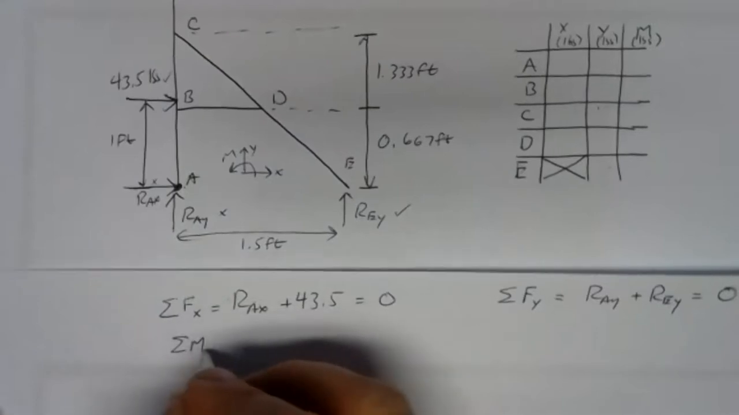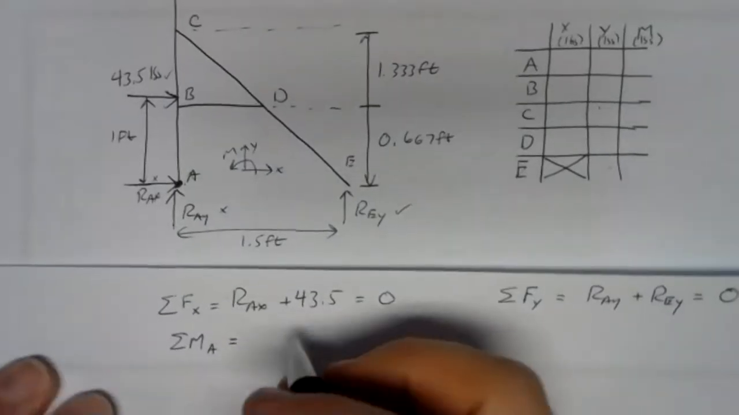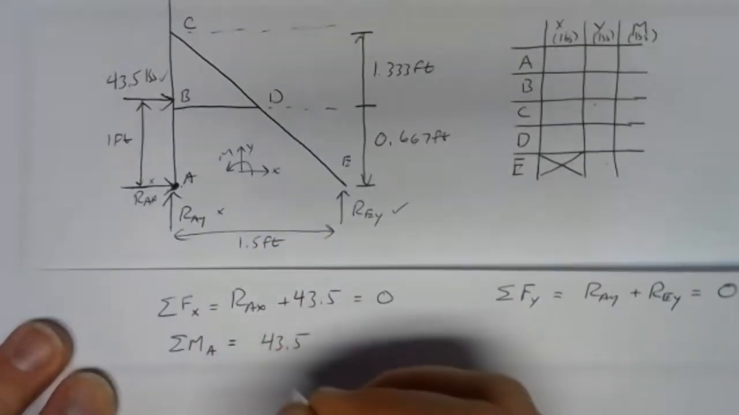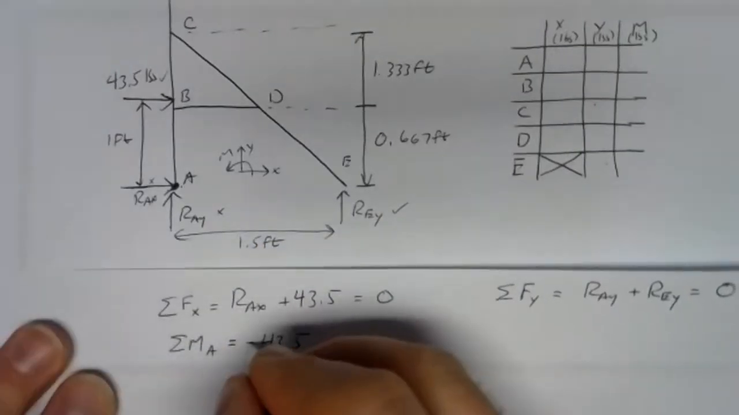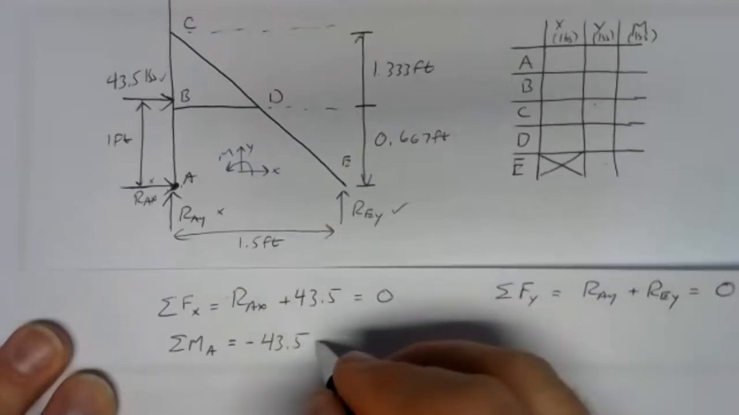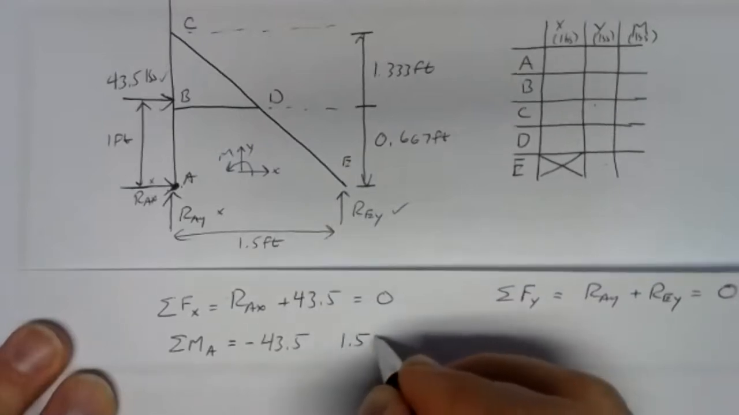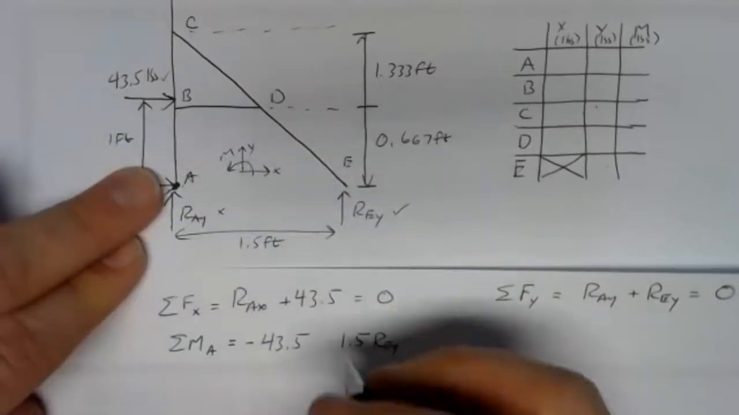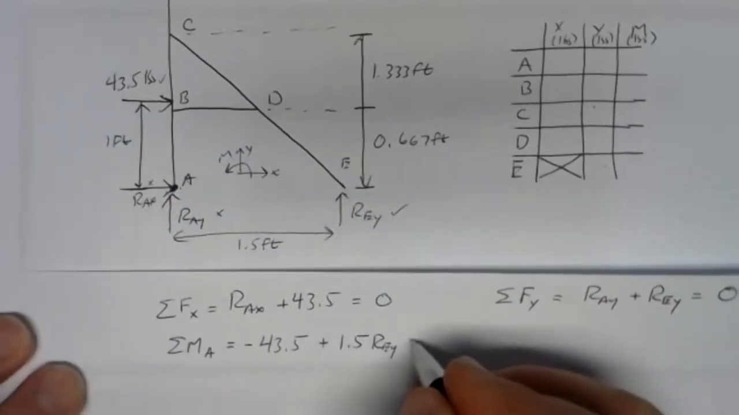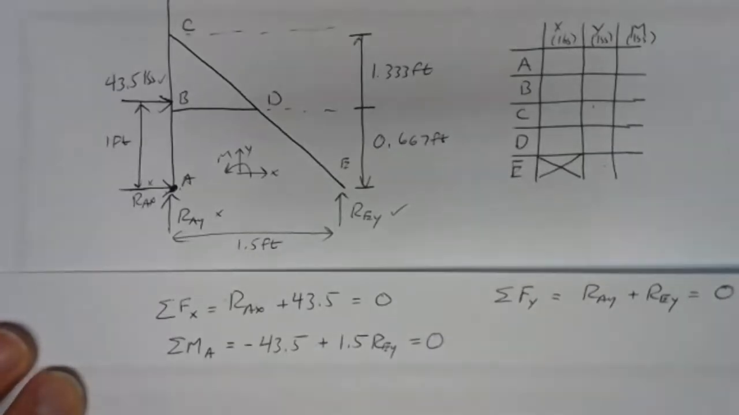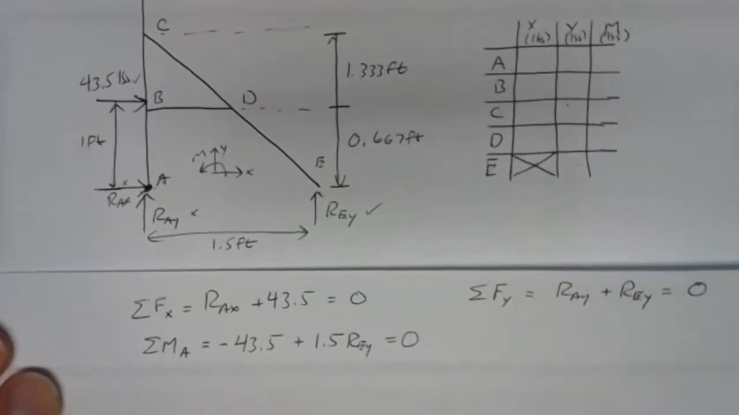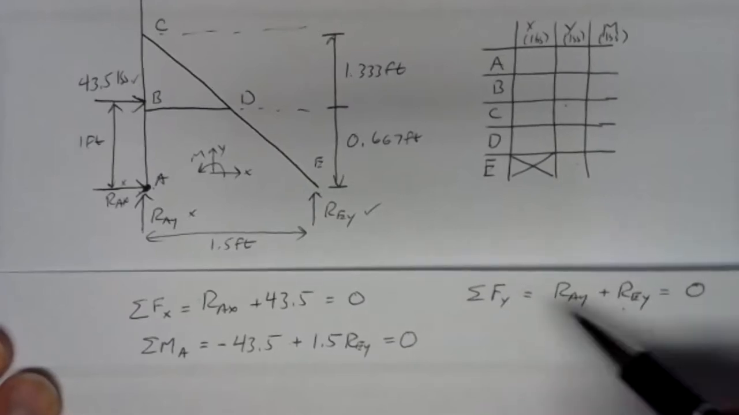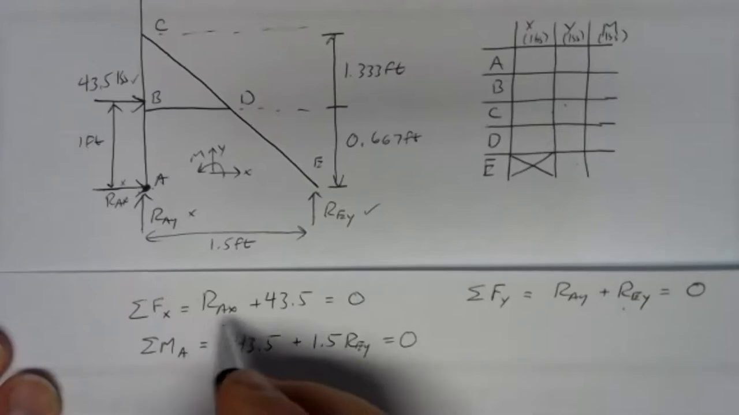So sum of moments about A. We have 43.5 pounds at 1 foot. That's 43.5 foot-pounds clockwise, so it's negative. Then we have 1.5 times REY, pinned there, pushing up. That's counterclockwise, so positive. And that equals 0. So in this list, the only equation we can't solve right now is RAY plus REY equals 0. Well, we've got two other equations we can solve right away.